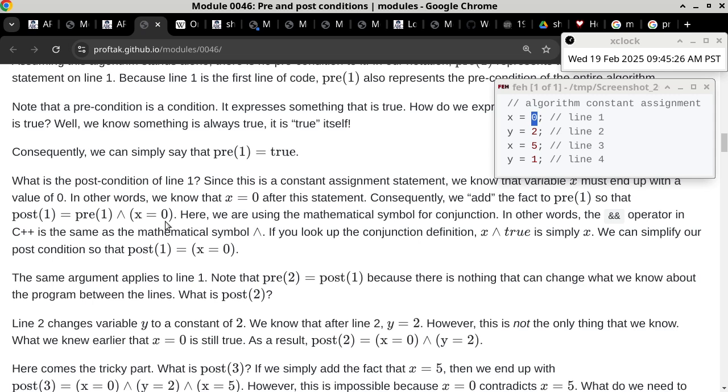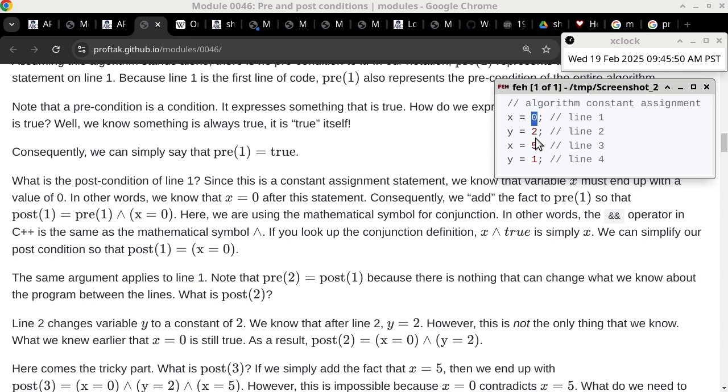All right, more or less. So now we say, okay, what about pre-2? This is line 2. Line 2 says we want to store a value of 2 into variable y. So the precondition of line 2 is the same as the post condition of line 1. That kind of makes sense, right? Because after line 1 and before line 2 is exactly the same thing.